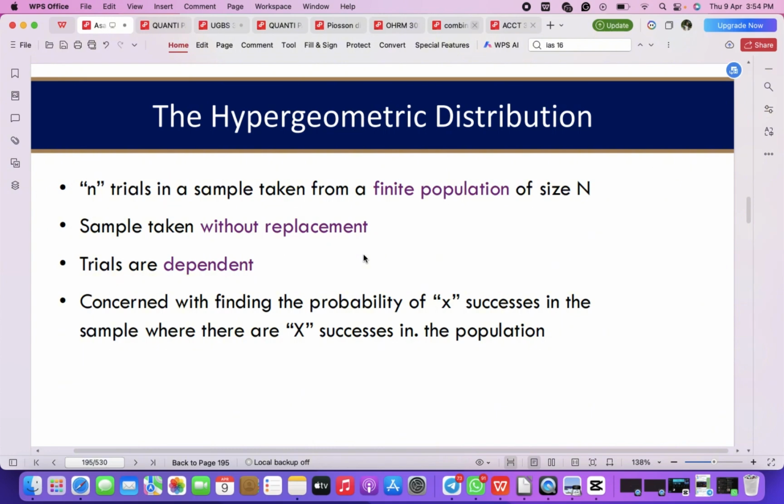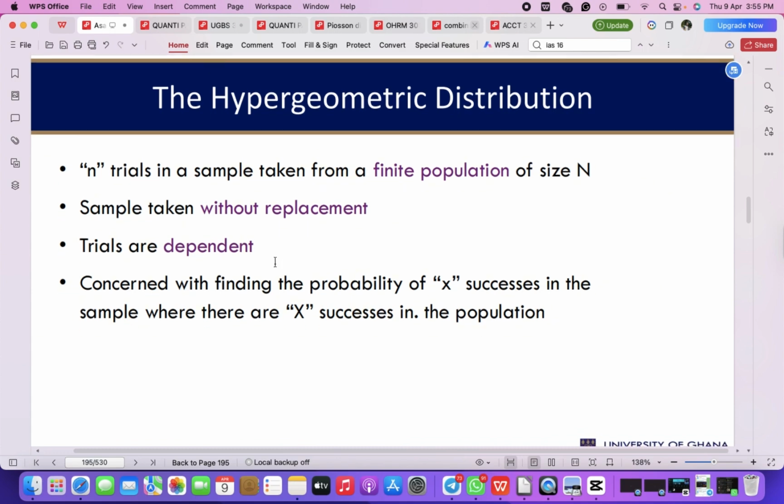Okay, so they said n trials is a sample taken from a finite population of size N. So it's a sample taken without replacement. When those samples are taken, they don't replace them, unlike the binomial where every sample we replace or use again. For hypergeometric, when a number is taken, we don't replace it. And then the trials are dependent.